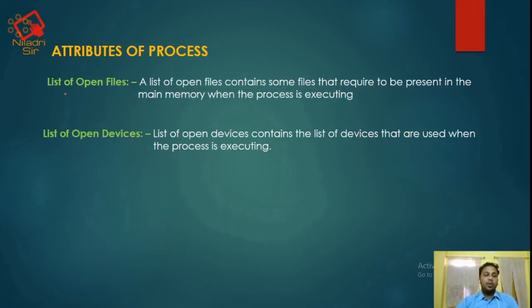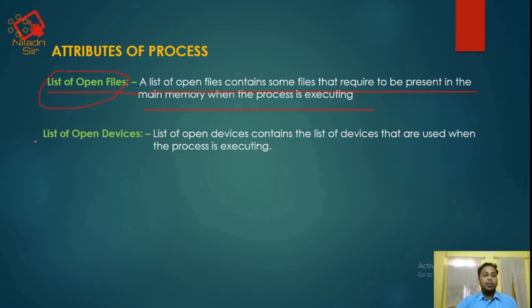Next, list of open files. A list of open files contains some files that are required to be present in the main memory when the process is executed. So to execute a process we need different types of files, so for that different files need to be opened to execute a process. So the list of open files contains those files.